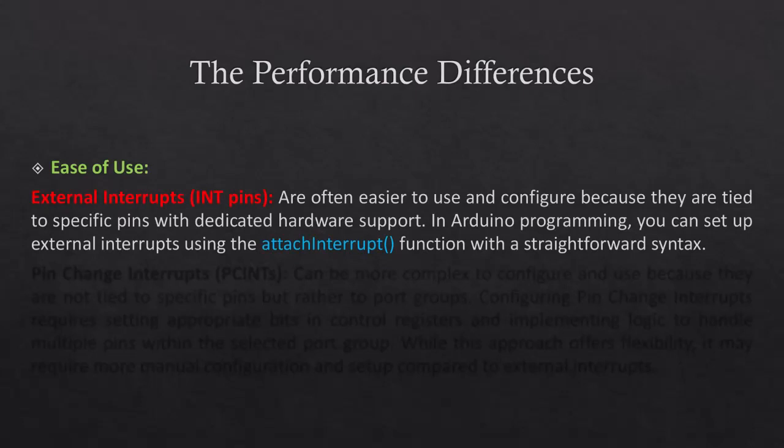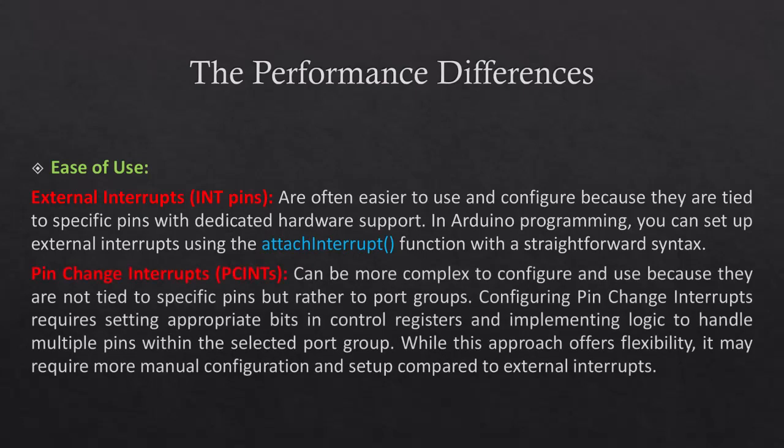Inside the ISR, the software must determine the specific pins that caused the state change and handle them accordingly, which can introduce additional processing overhead compared to hardware-driven interrupts. Ease of use. External interrupts, INT pins, are often easier to use and configure because they are tied to specific pins with dedicated hardware support. In Arduino programming, you can set up external interrupts using the attachInterrupt function with a straightforward syntax. Pin change interrupts, PCINTs, can be more complex to configure and use because they are not tied to specific pins but rather to port groups. Configuring pin change interrupts requires setting appropriate bits in control registers and implementing logic to handle multiple pins within the selected port group. While this approach offers flexibility, it may require more manual configuration and setup compared to external interrupts.